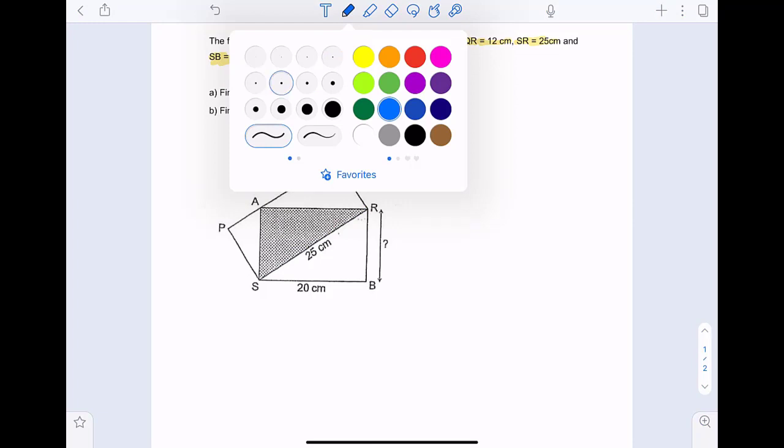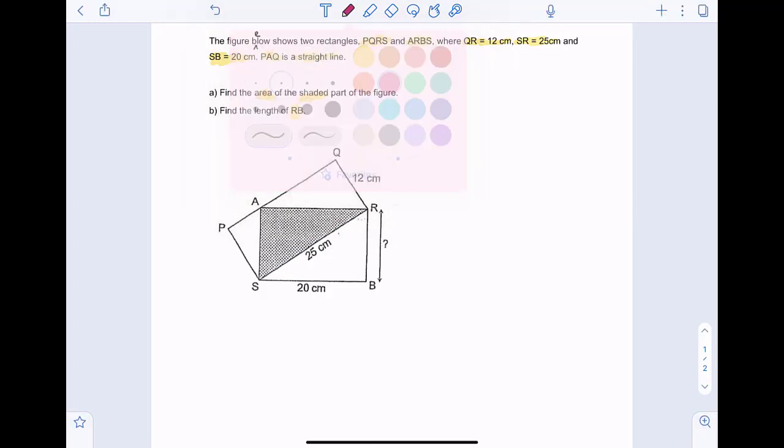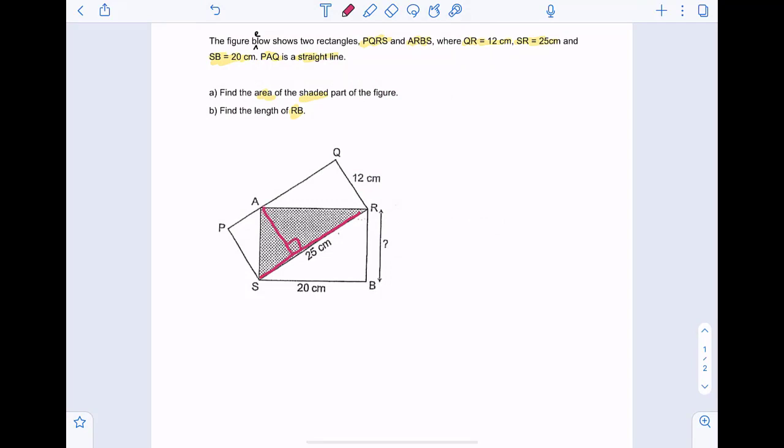Alright, half times 25 times 12. Part A, half times 25 times 12. That will be 150 square cm. And that will be the answer for part A.